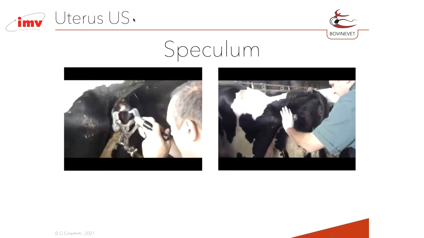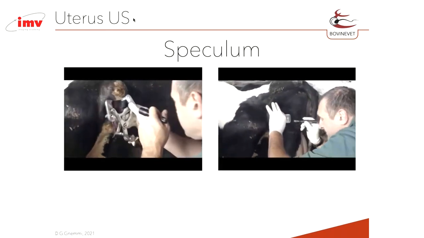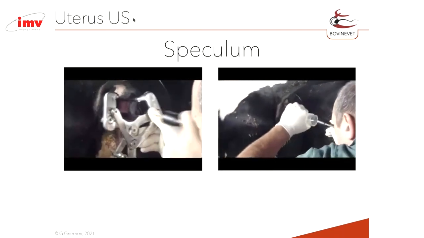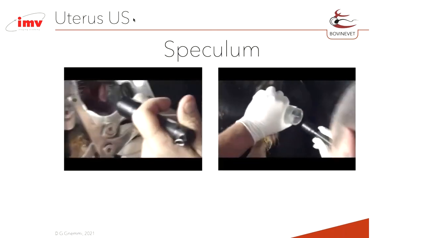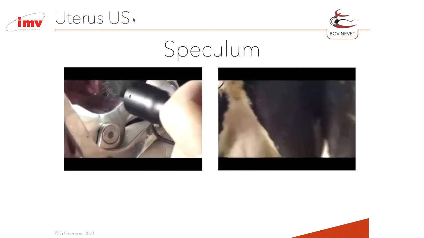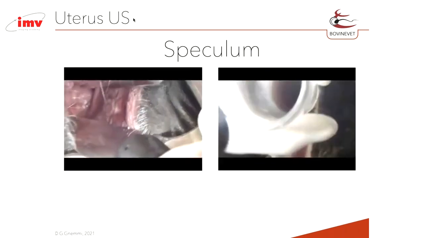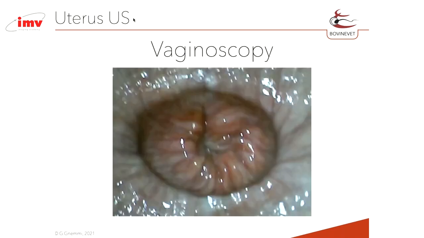We can use different typologies of speculum, and the quality of the diagnosis is fantastic. If you want to do individual diagnosis of sick cows, very, very well. But if you want to do a screening of a group of cows, well, this is not a good method. Why? Because you have to sterilize the equipment each time, and this requires a lot of time.